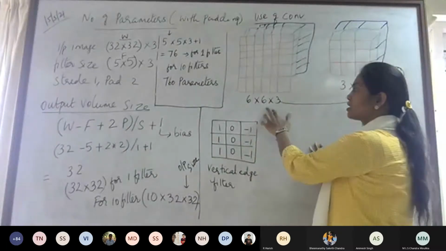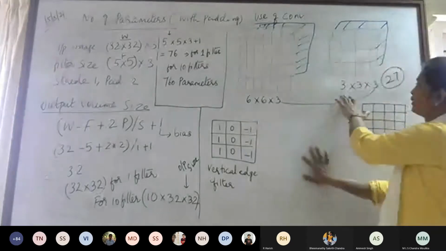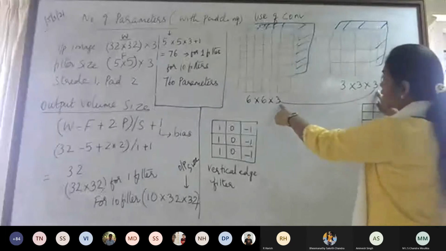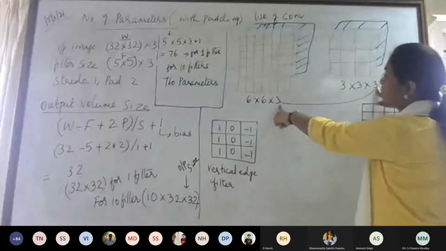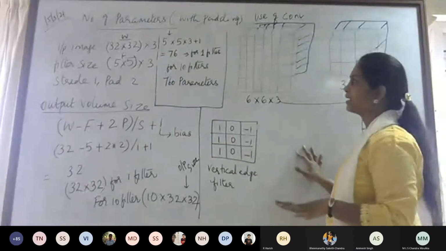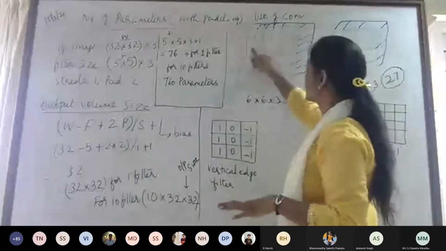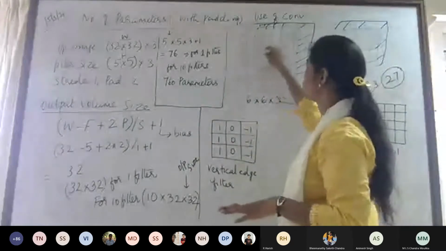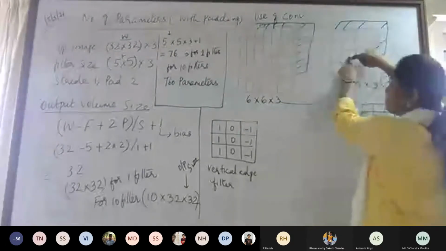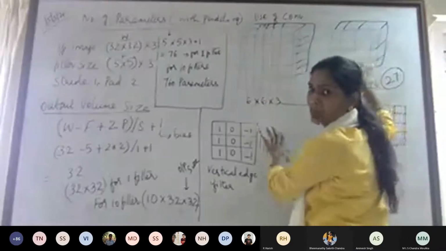I have 6 cross 6 cross 3. This is my input image size. And then I have a filter of size 3 cross 3 cross 3. And always remember this 3 and this 3 should match. Now what happens? I'm not doing any padding here. So one round will be going on all sides. So I will have 4 cross 4, because for this 3 cross 3, this center pixel you will be keeping here. Is this red color visible to all of you?